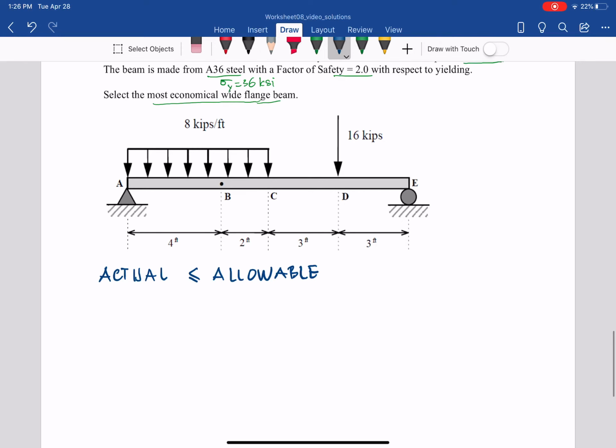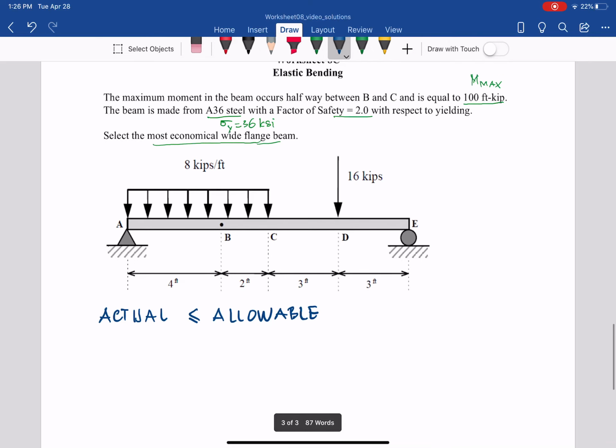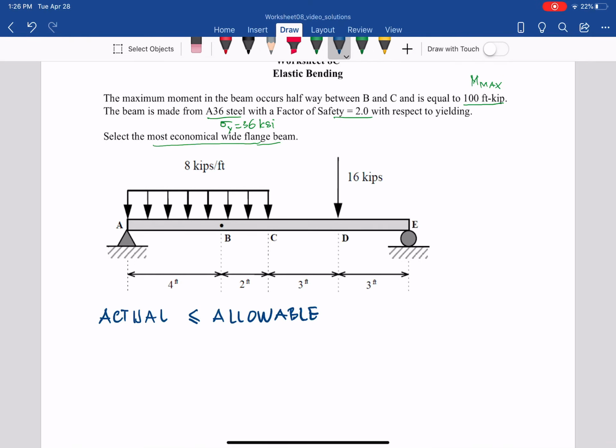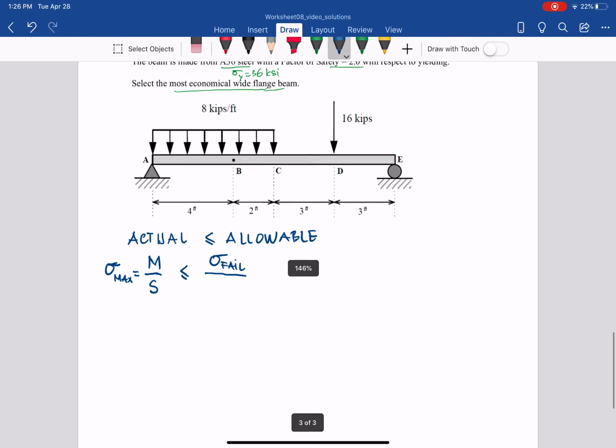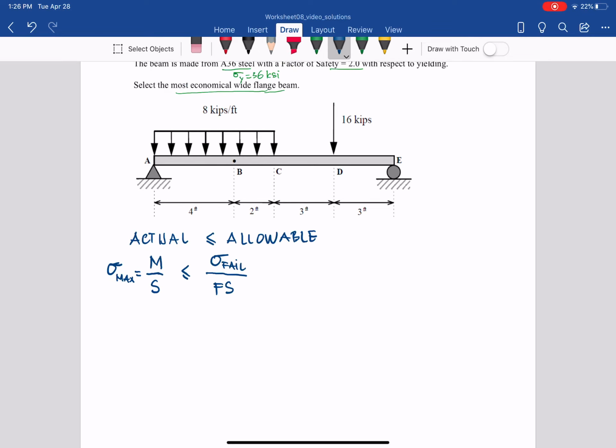In this case, the actual is, if you recall, sigma max equal to M C over I, and if we set the section modulus S equal to I over C, then we have M over S, which is sigma max. This has to be less than or equal to sigma failure divided by the factor of safety.